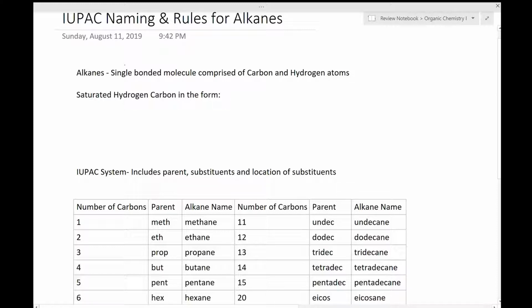Alkanes are all single bonded molecules comprised of carbon and hydrogen atoms. A saturated hydrocarbon is in the form of C_n H_(2n+2). I might have gone over that in a previous video. For example, with C1, one carbon, there would be 4 hydrogens in a saturated hydrocarbon. That's methane.